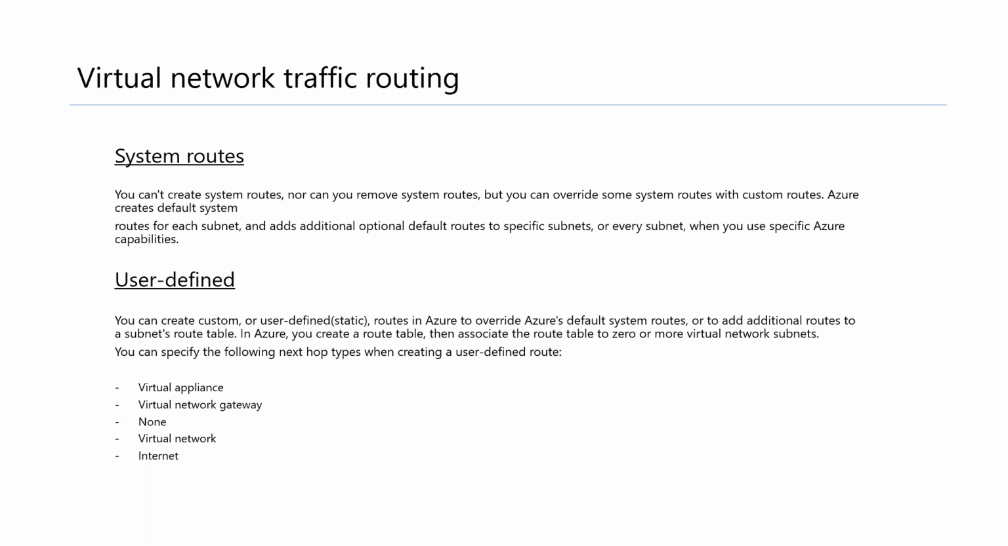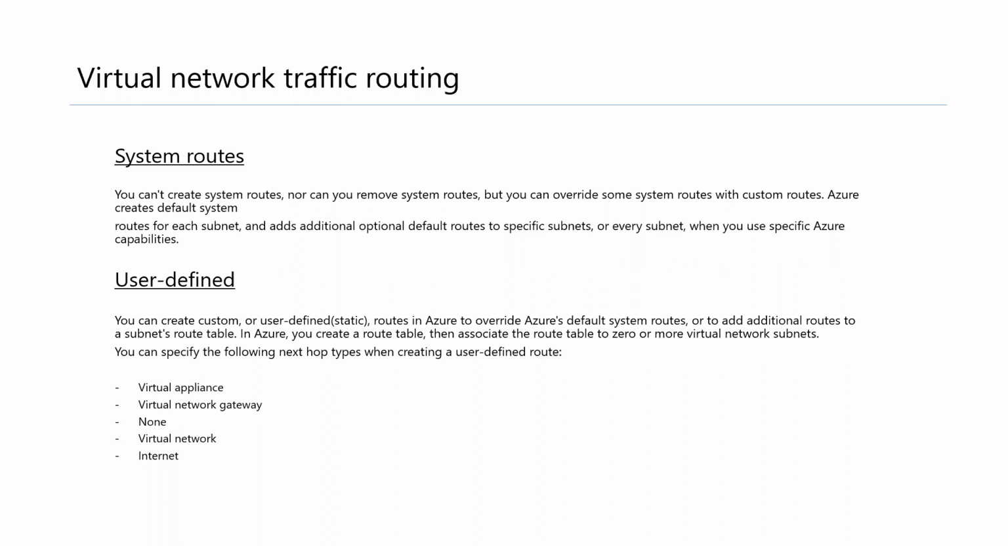Whenever the need is to override the system-defined route, then we can create a user-defined route, which we sometimes call custom routes as well. So you can create the custom route or user-defined routes in Azure to override the Azure default routes. When you define the route, you have to define the next hop and the subnet on which you want to apply the rules. We'll see in a minute, but for now, let's go for the theory part.